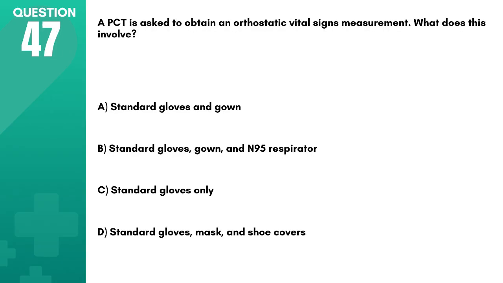Question 47. A PCT is asked to obtain an orthostatic vital signs measurement. What does this involve? A. Measuring blood pressure and pulse while the patient is lying down, sitting, and standing. B. Taking the patient's temperature rectally. C. Measuring blood pressure in both arms simultaneously. D. Assessing pulse rate while the patient performs light exercise.